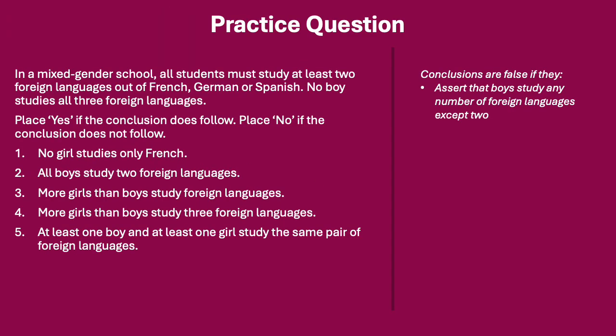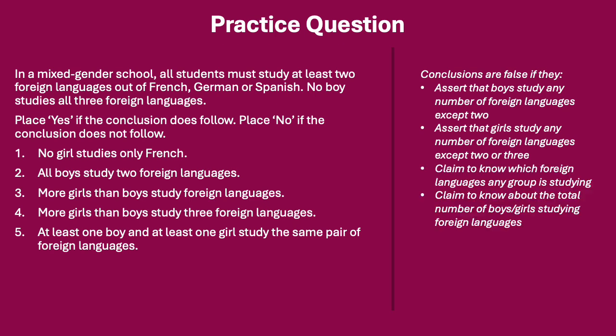So let's return to the question and have a look at the answer options. I'm just going to put in the top right of the screen some information from what we just discussed about how to rule out false conclusions. So we said that conclusions are false if they assert that boys study any number of foreign languages except exactly two. They're false if they assert that girls study any number of foreign languages except two or three.